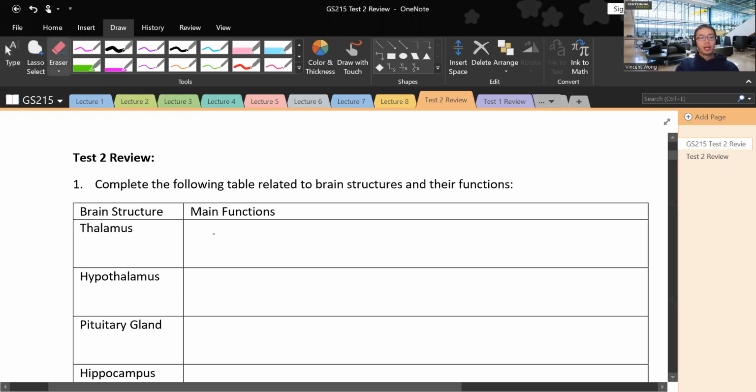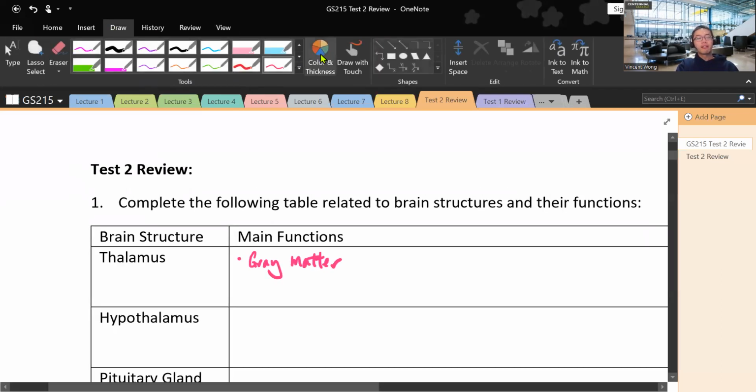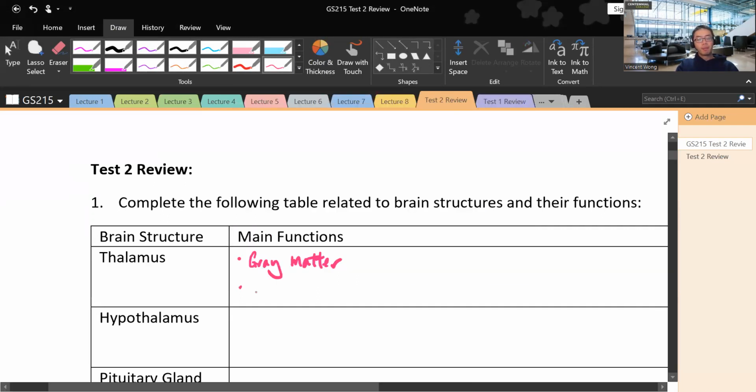Okay, so thalamus. It is gray matter. You have two of these, and it is gray matter. Gray matter means it is responsible for processing information rather than just transmitting it. Other things you should probably remember is that the third ventricle lies between the two thalami that you have, the left and right.